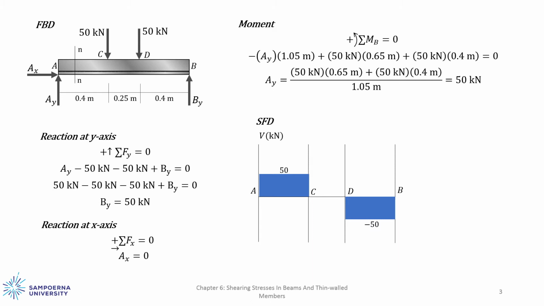It can be seen that section NN lies between A and C. If we look anywhere between A and C, it experiences the same force. So we can say that at section NN, V is 50 kN.